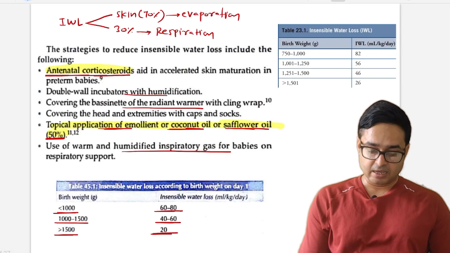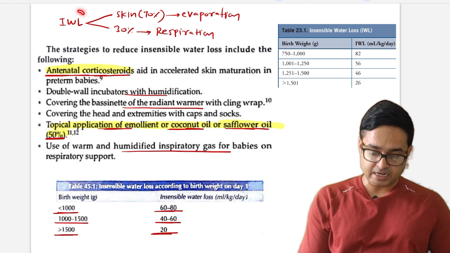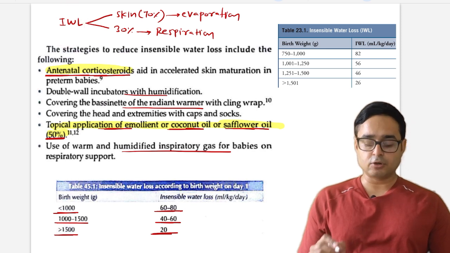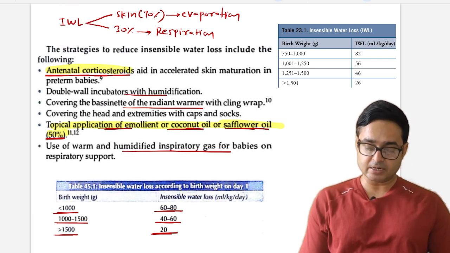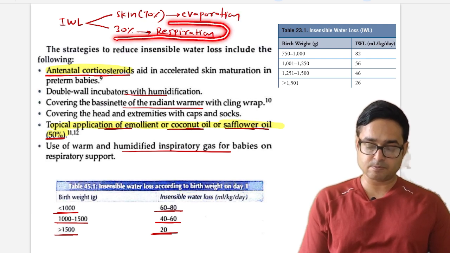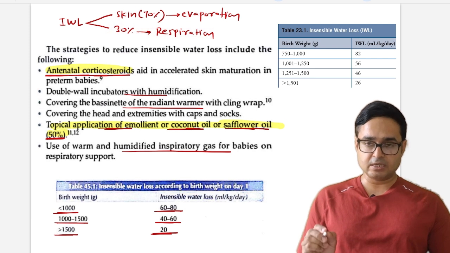So again, IWL, insensible water loss, it is 70% from skin due to evaporation and 30% from respiration. You have to remember these facts.